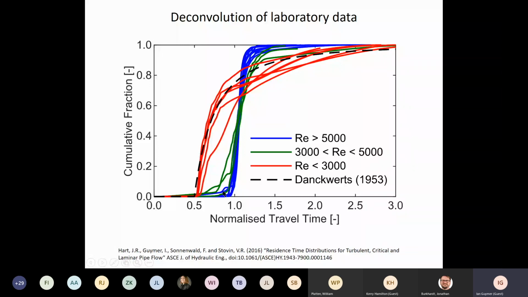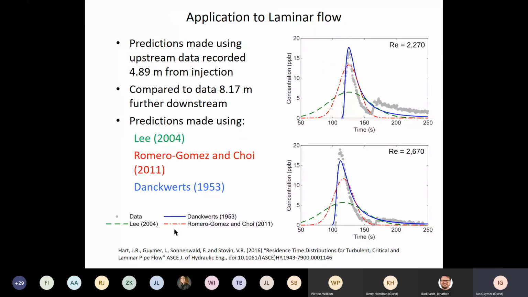But what was really highlighted in our studies was that when the Reynolds number was below 3,000, when we were having laminar flow in our system, the CRTDs followed very closely the theoretical line from Danckwerts, from integrating the velocity profile. So our suggestion is that we should use this approach to predict and to route material down the channel.